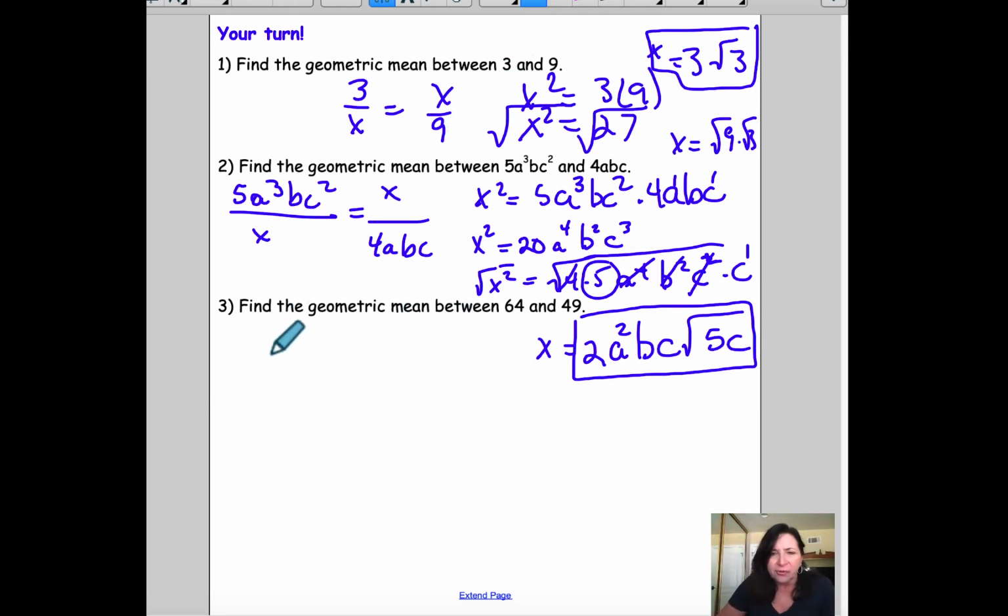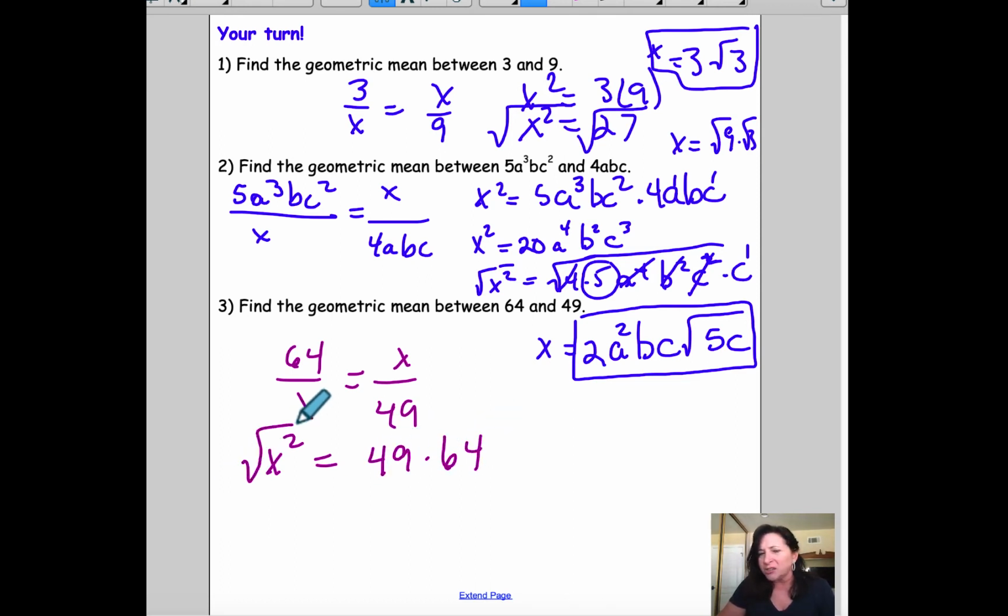The next one says, find the geometric mean between 64 and 49. So you're going to say 64 is to x as x is to 49. We're going to cross multiply. We're going to get x times x, which is x squared, is equal to 49 times 64.